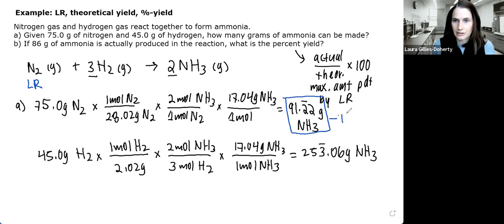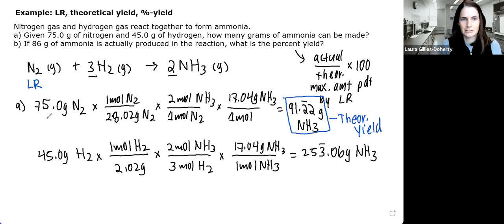So this is our theoretical yield. It's the amount of product made when all the limiting reactant is used up. Because once all the limiting reactant, the nitrogen in this case, is used up, the whole reaction stops, so we can't make any more product. So we figure out which one is the limiting reactant and the amount of product that it makes, that's our theoretical yield.